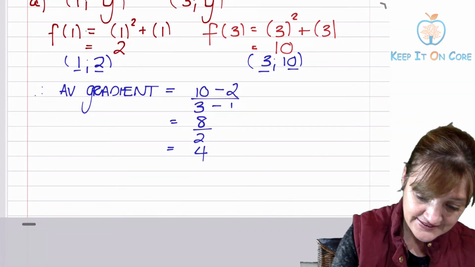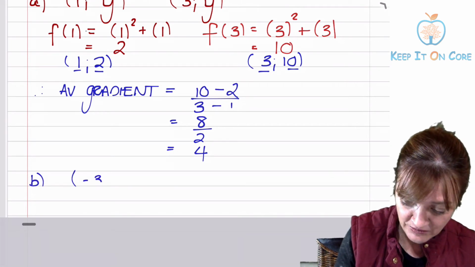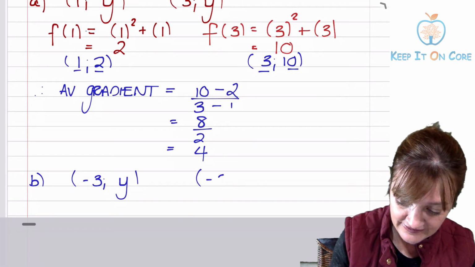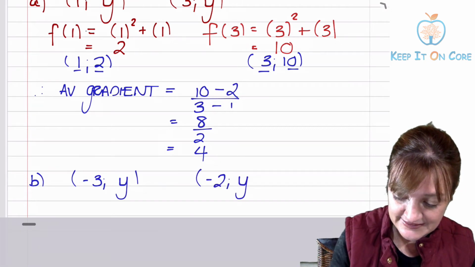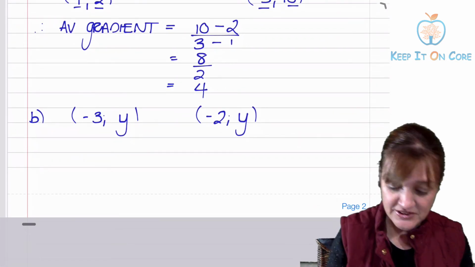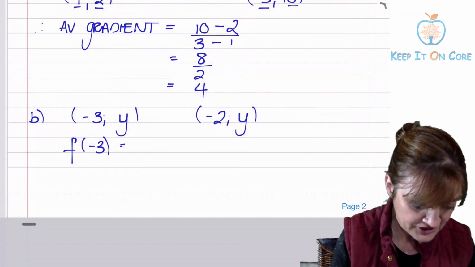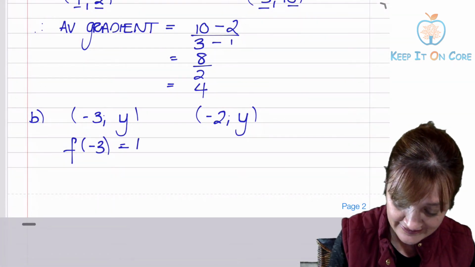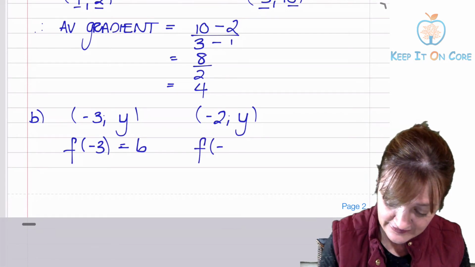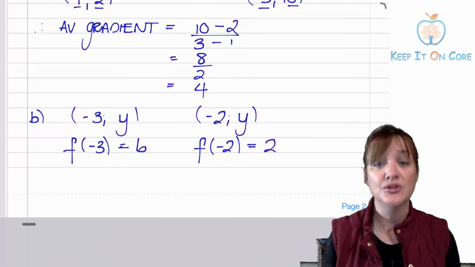Just like we did in the previous example, we know that the first x value was -3. We didn't know the y value. The second x value was -2, but we didn't know the y value. So same process. You're going to substitute f of -3 into the original equation. That gets you to a y value of 6. If I substitute -2 into the original equation, that's giving you a y value of 2.